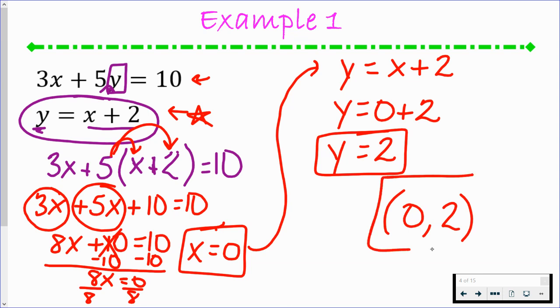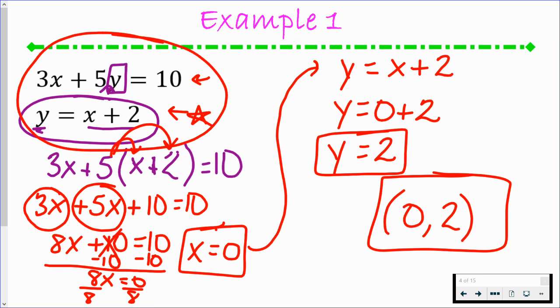And that's it. Now again, I could have taken those original two equations, pulled out a coordinate graph, and graphed both of them. And the cool thing is that if I was to graph both of these equations, I would have had (0, 2) as the point of intersection for them. Okay.